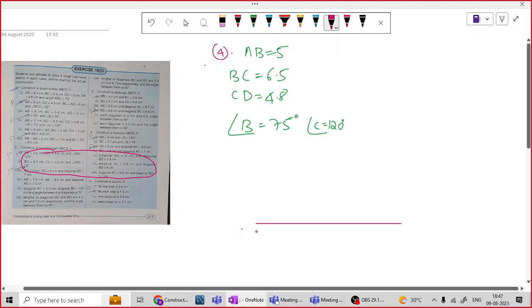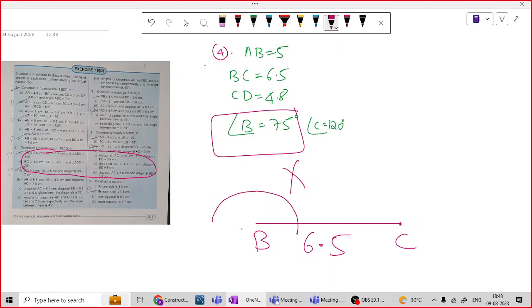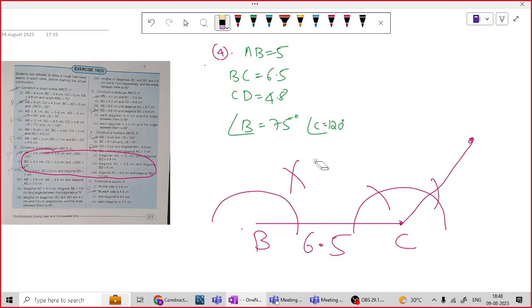Which 2 points? Angle B and angle C, so the base is BC, not AB. So shall I take this 6.5? Yes, sir. And what is the angle you have to draw at B? 75 degrees. And at C? 120 degrees. Your diagram will have 120 like this and 75 like this. Draw BC, 6.5 centimeter straight line.